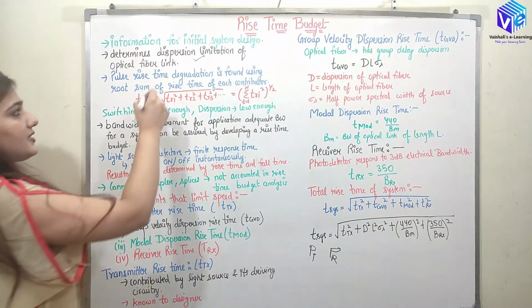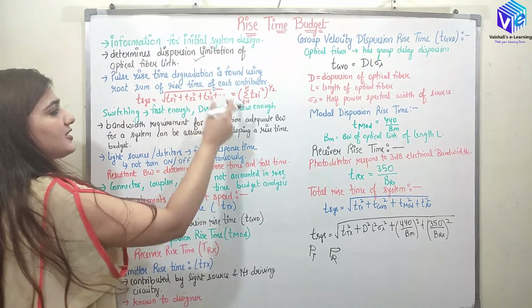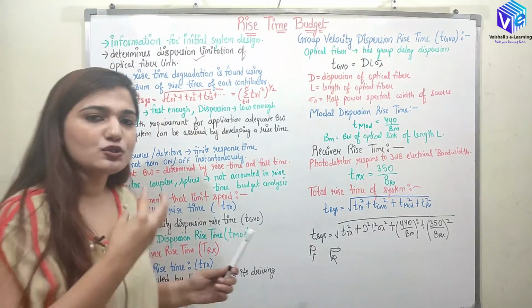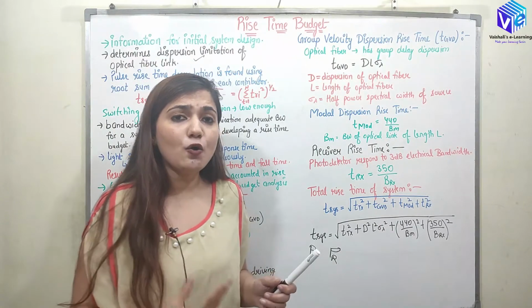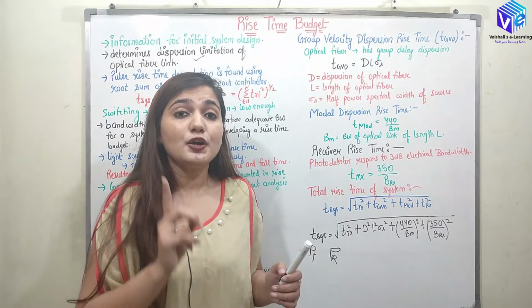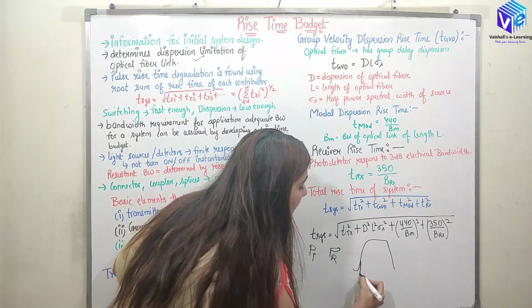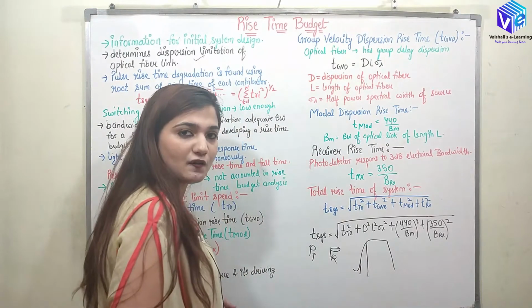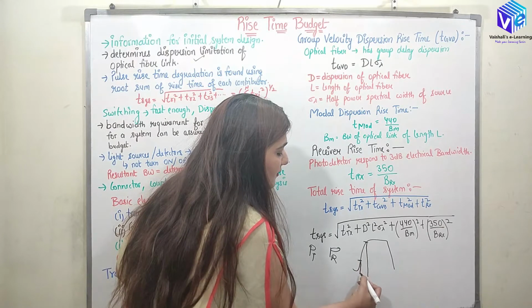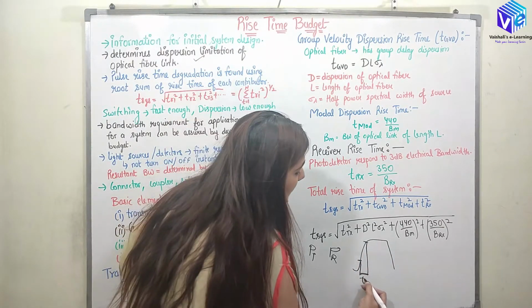So the rise time degradation is found to be some root of rise time of each contributor. From each element we are going to see what is the rise time. I hope you remember what was the rise time. Rise time was the time required to rise for a given optical signal from 10% to 90% of its value. Right? So from 10% to the 90% value increment for the output is going to give me the rise time.